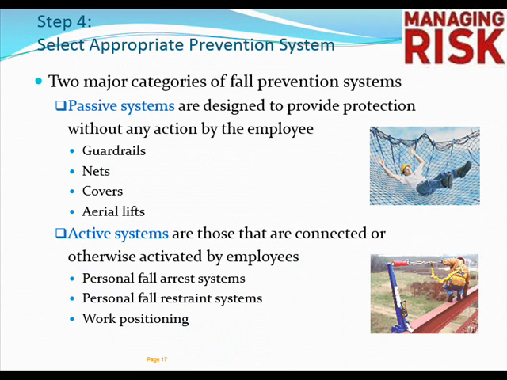Step 4. Select the appropriate prevention system. Two major categories of fall prevention systems. Passive systems are designed to provide protection without any action by the employee: guardrails, nets, covers, aerial lifts. Active systems are connected or otherwise activated by employees: personal fall arrest systems, personal fall restraint systems, work positioning.